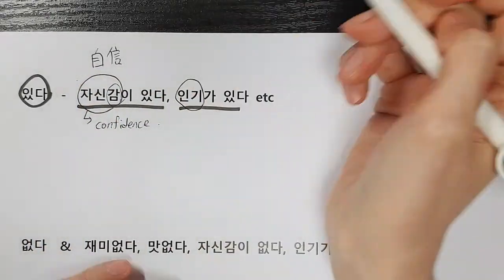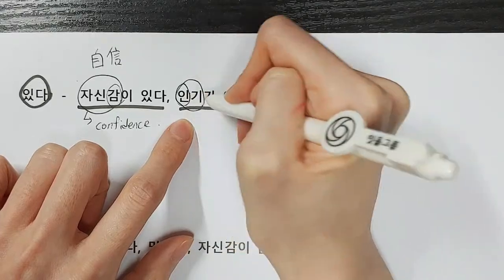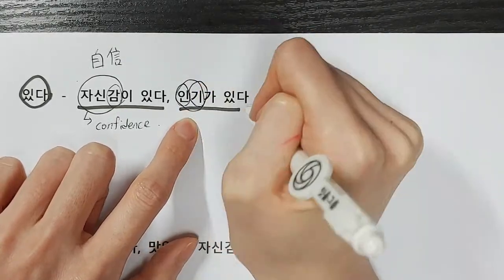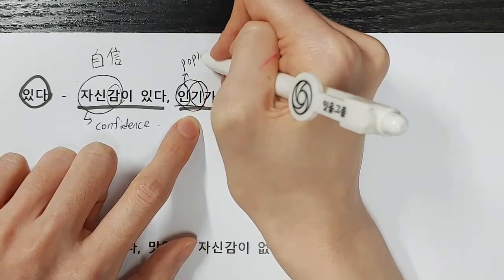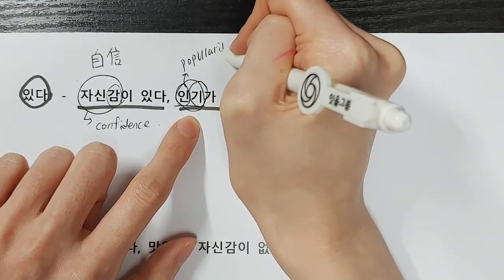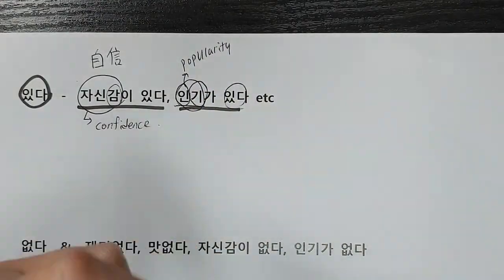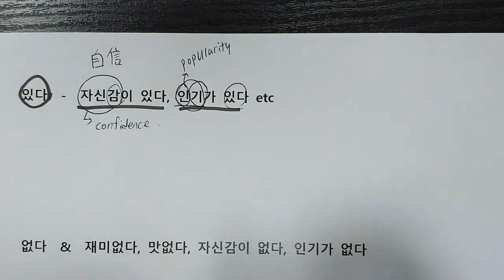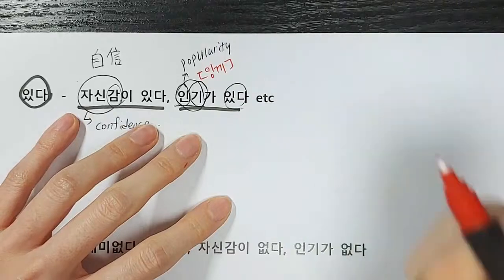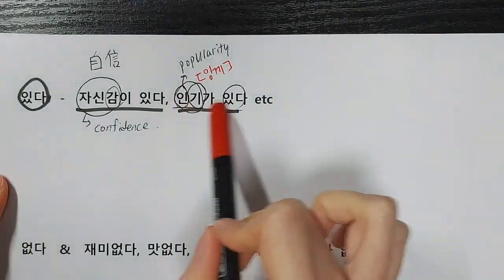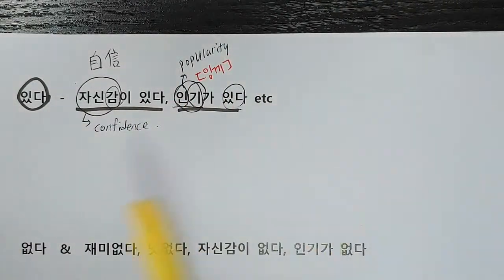And 인기 means people energy. So it means to have a people's energy. So it means to have popularity. 인기. I think I mentioned it in the consonant assimilation lesson that it's pronounced 인기. So 인기가 있다 would mean to be popular.